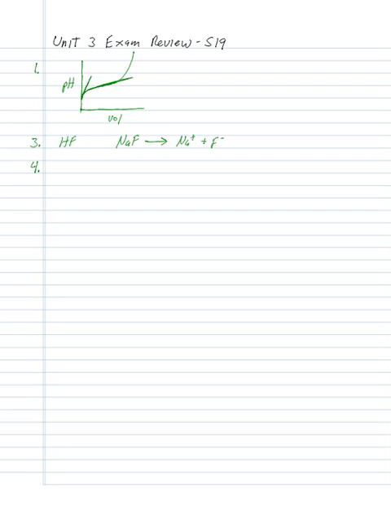So if we're looking at methylamine, the KB for methylamine, that's going to be CH3NH2, and since we have a KB, it's going to be acting as a base. So we're going to react that with water, and that's going to give us CH3NH3 plus and OH minus.